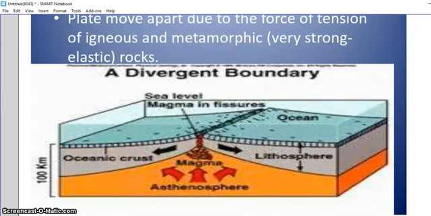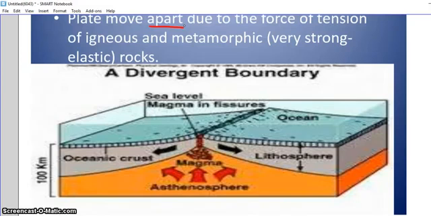Now, the plates move apart due to the force of tension, as Mrs. Diamond did point out. And some rocks are stronger than others, and you guys learned about that in the rock cycle. You know sedimentary rocks are weak. Check out the process we go through. But igneous and metamorphic, they're tough stuff. Look at what they had to go through.